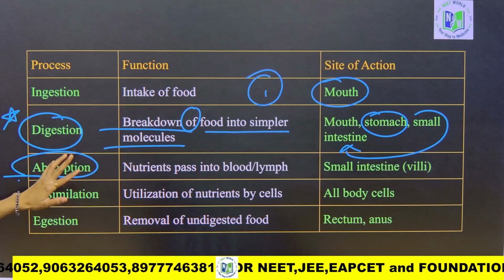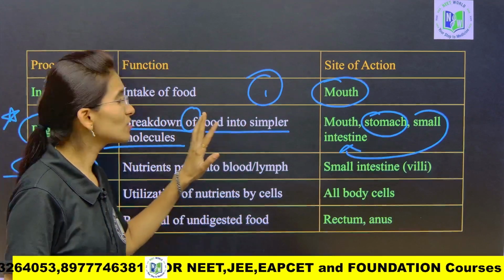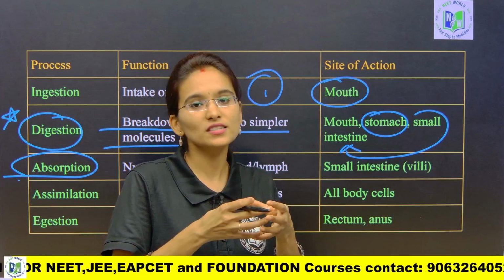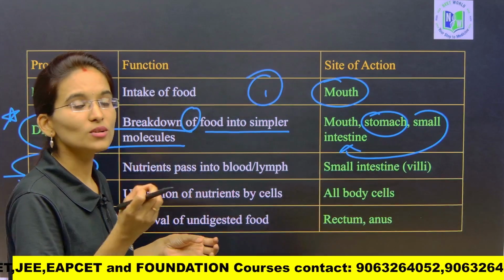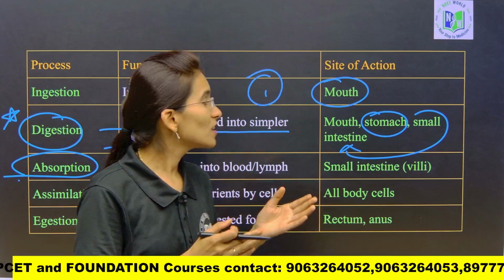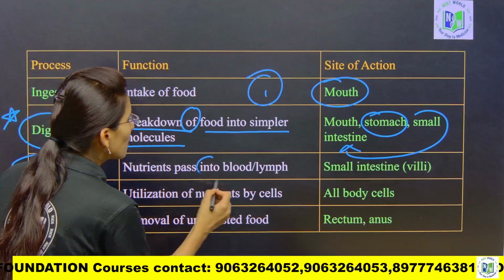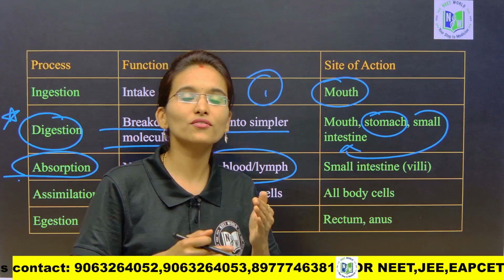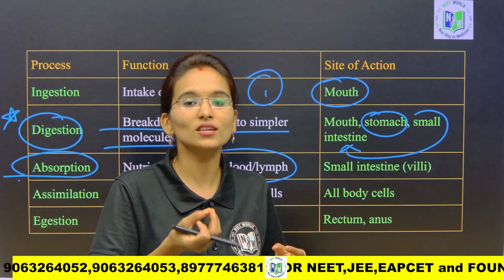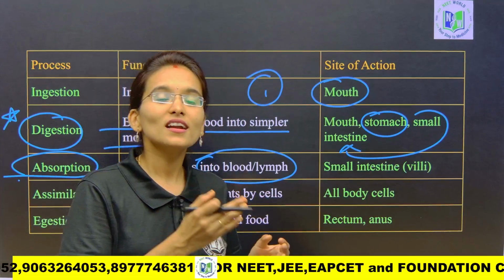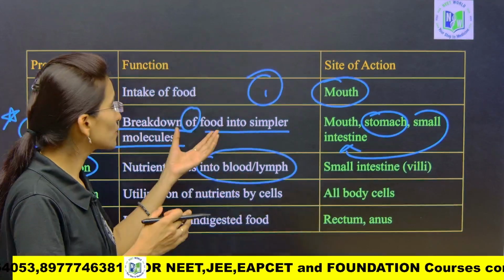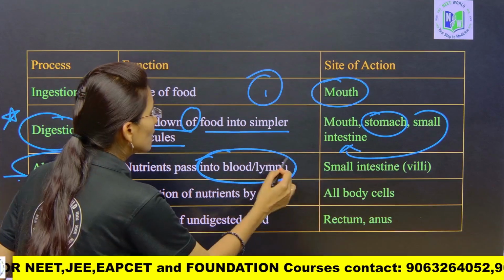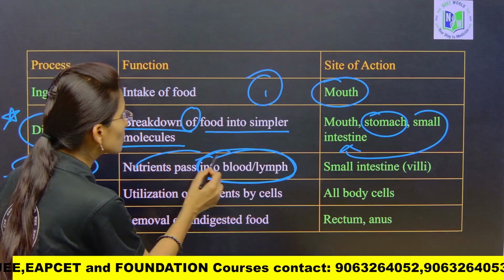Yes, absorption. So what is absorption, my dear students? In the digestion process, what have we done? We have broken down the complex food substances into simple substances. From the simple substances the nutrients are going to pass to the bloodstream, right students? After the digestion process the simpler nutrients are transferred, and then they enter the blood and lymph. Here the nutrients pass to the blood.